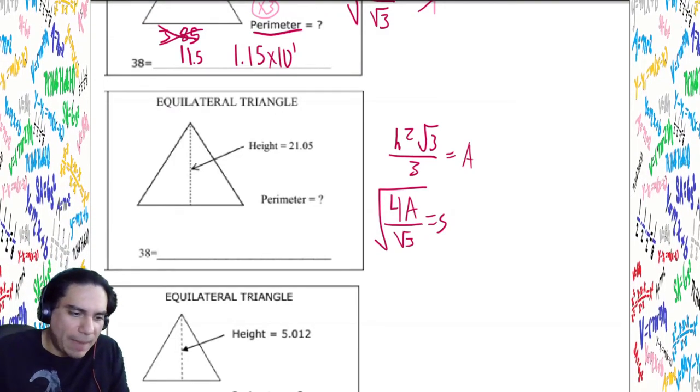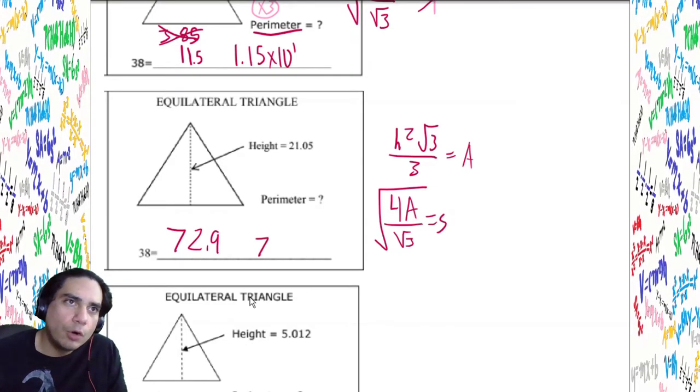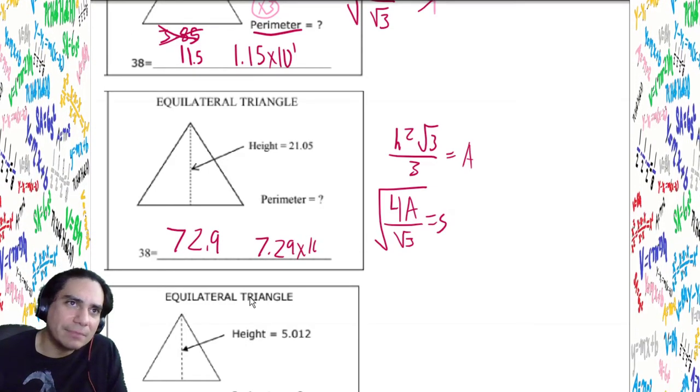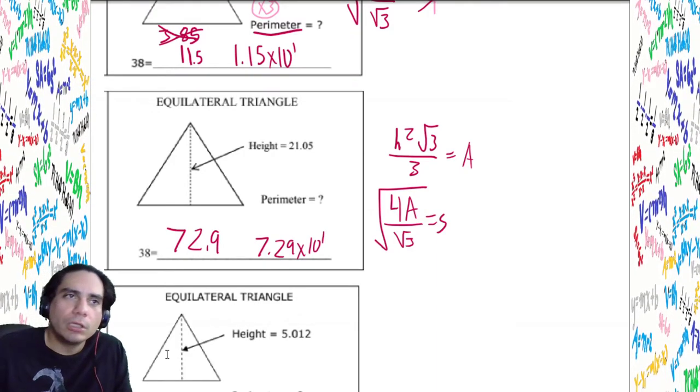Get that multiplied by 3. And now I got 72.9, or 7.29 times 10 to the first. So, easy work. Let's get it popping.